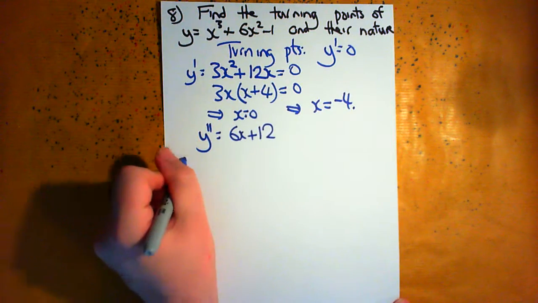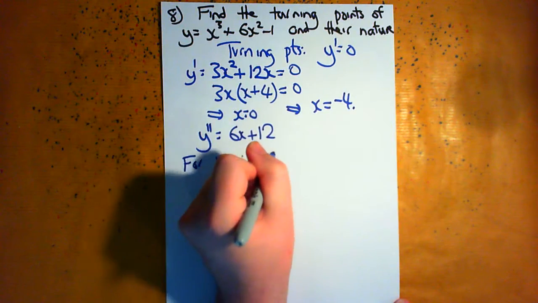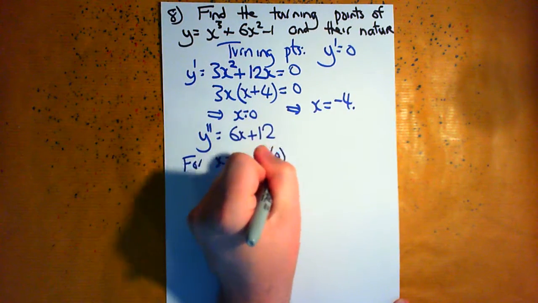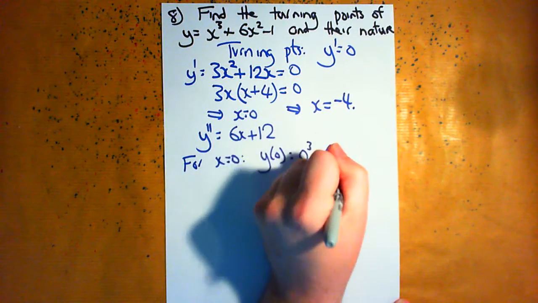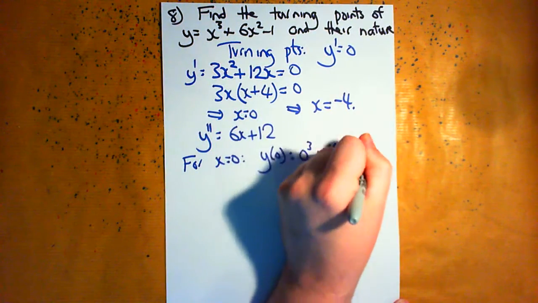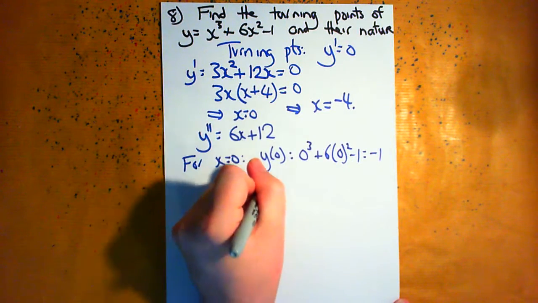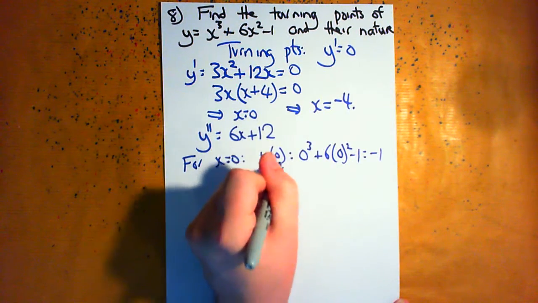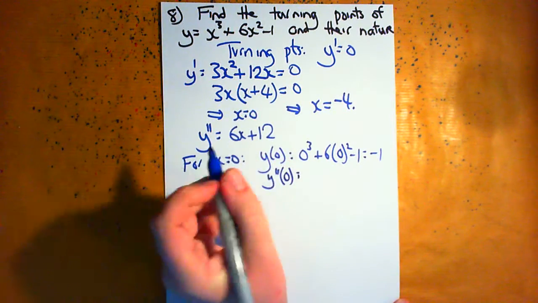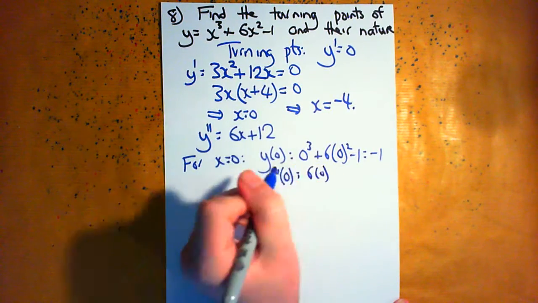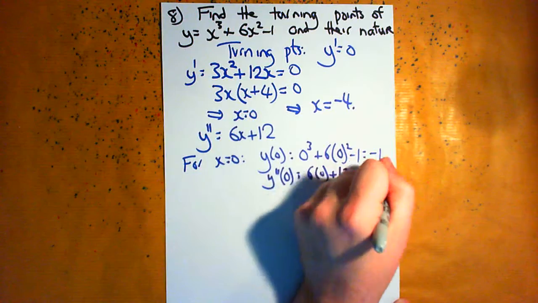Okay, so for x equals 0, let's get the y coordinate. So y of 0 is going to be 0 to the power of 3 plus 6 times 0 squared minus 1, which is negative 1. Now let's work out the second derivative and substitute in x equals 0. So that's going to be 6 times 0 plus 12, which gives us 12.